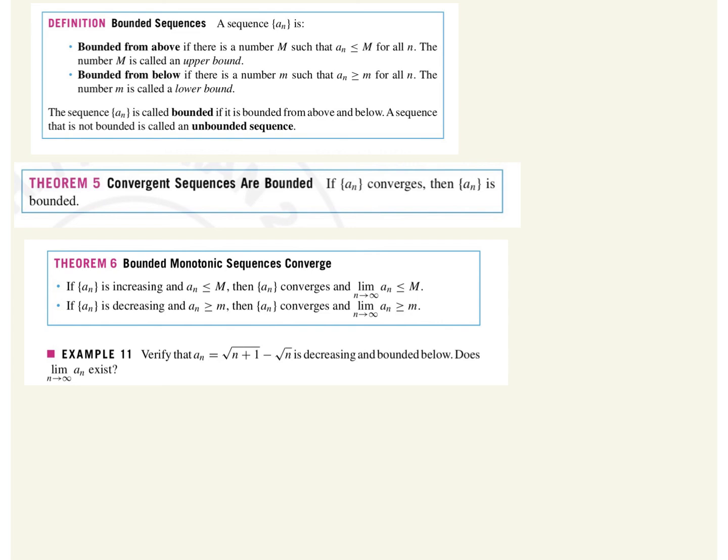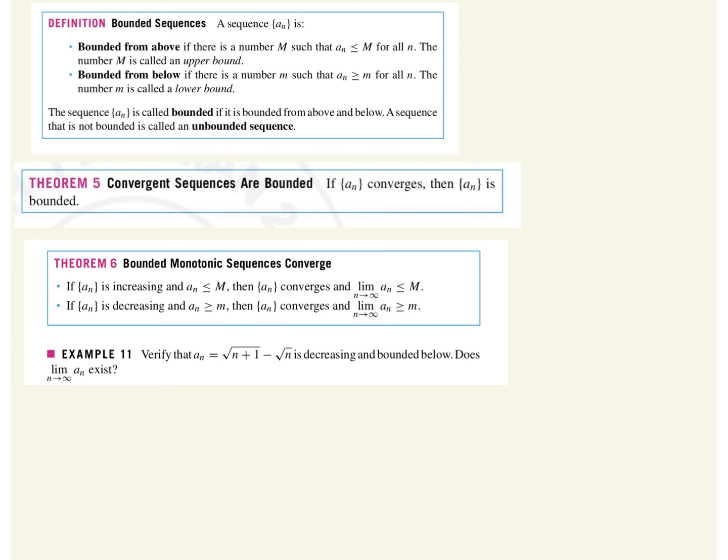Bounded from below, if there's some lowercase m, some number m, such that the sequence is never going to go below it. It's always larger than or equal to it. The number m is then called the lower bound. Okay, so ceiling and floor is my metaphor there. The key is they're not guaranteed values. It doesn't mean that the sequence has to converge to that m, but it can't be larger than it if it's bounded from above, and it can't be smaller than it if it's bounded from below.